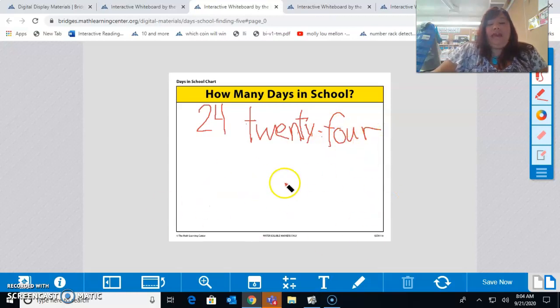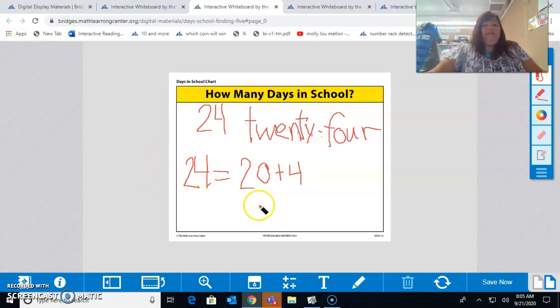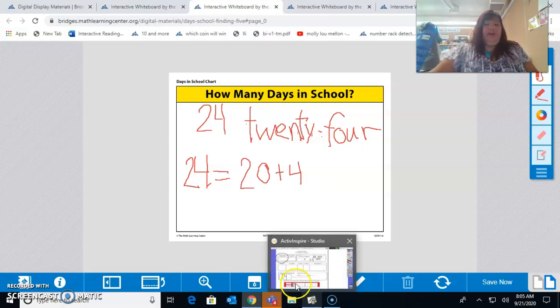Okay, now you can make any equation you like. I do like those 10 and more, so I'm going to write 24 is the same as 20 plus 4. Now I want you to notice, some of you might think that I did it backwards, but I didn't do it backwards because look, this equal sign means the same as. So whatever is on this side needs to be the same as what is on this side. That means it's equal. So 24 is equal to 20 plus 4. But you can write anything that you want to show 24.